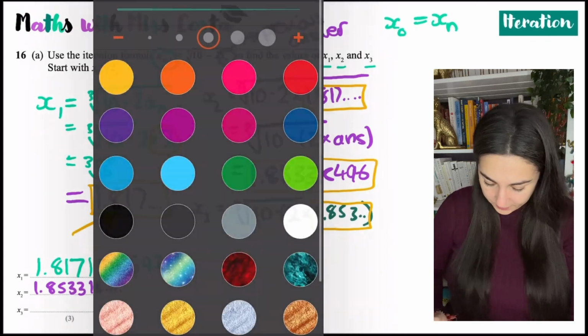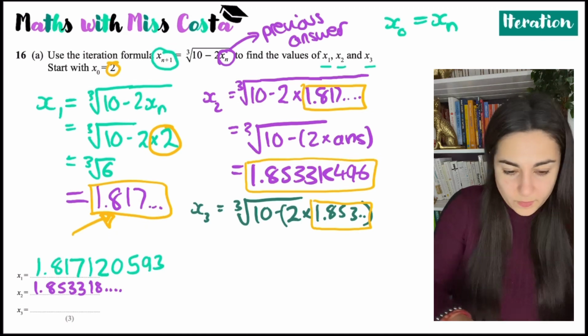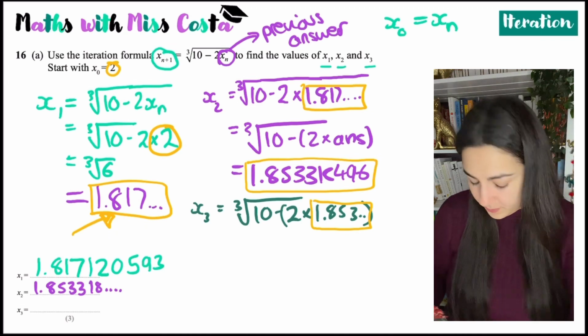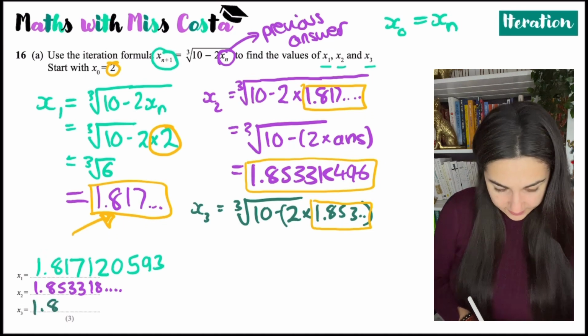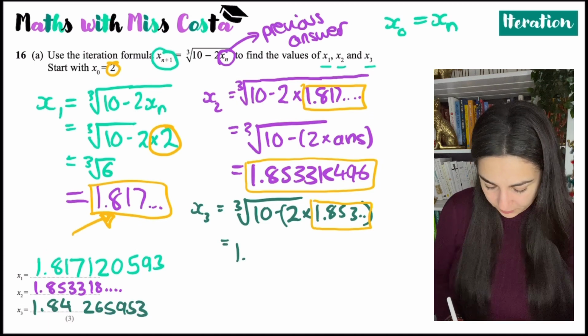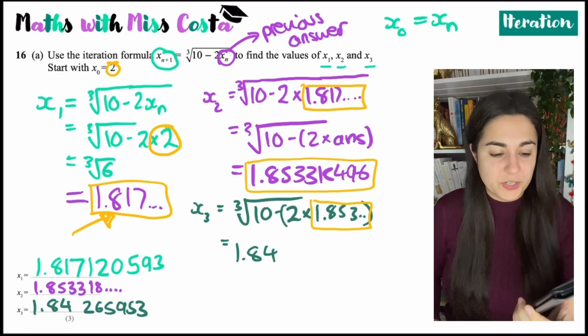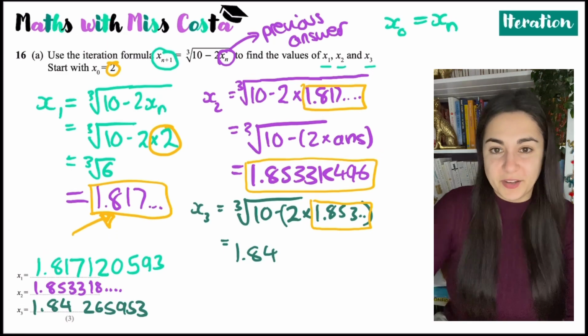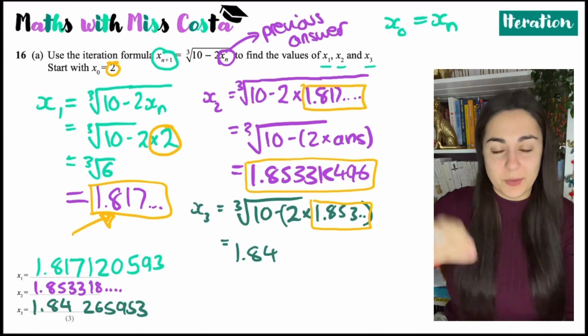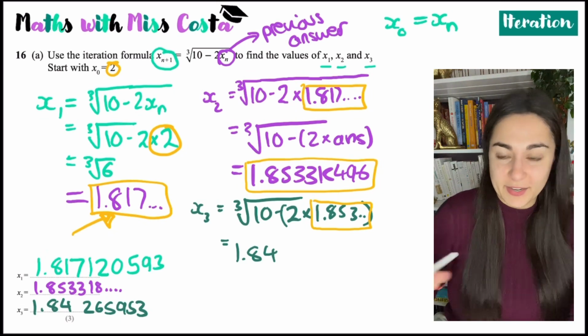So anyway, that would give me 1.846265953. If you know how to use the shortcuts of your calculator, then you've got your equation set up, you could just delete the last part and just put answer in. But I'd rather you do it bit by bit and get it right than try and do some fancy calculator stuff.